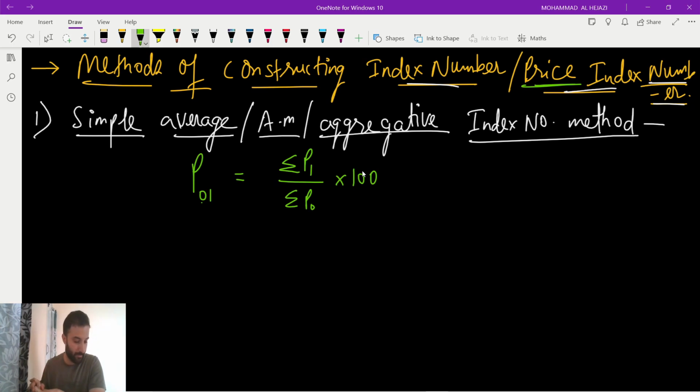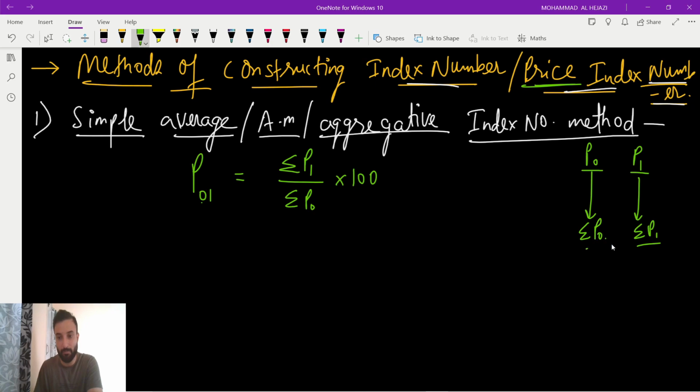Simple aggregative method means in the question they will give the price for the base year and the price for the current year. So what is summation of P1? Whatever the prices, you have to add all of them. This is summation of P1. And then the same for P0, the price for the base year, you have to add all, that is summation of P0. So summation of P1 divided by summation of P0 into 100. Guys, remember, whenever you multiply by 100, it will be a percentage. So either in the option they will give percentage or they will not, but you have to just see the values. Okay, this is the first method.